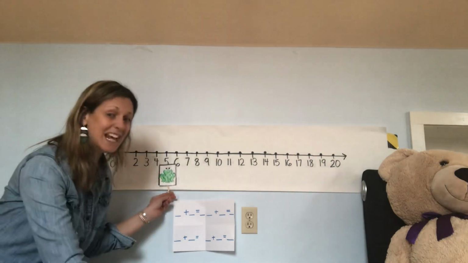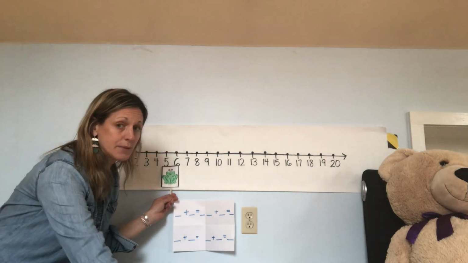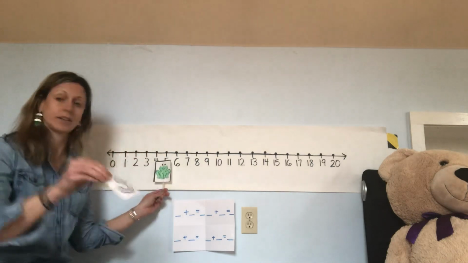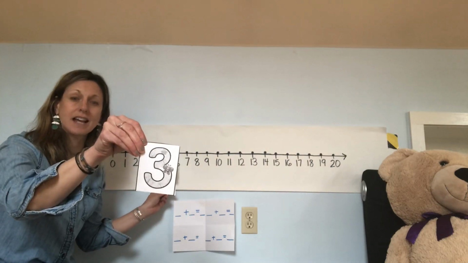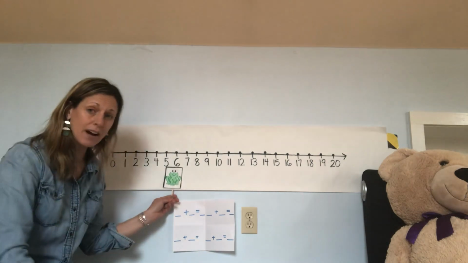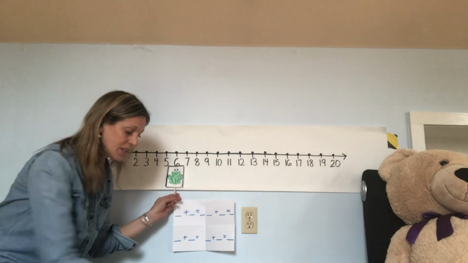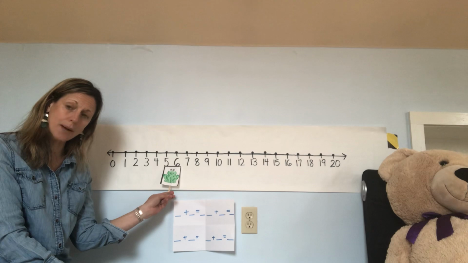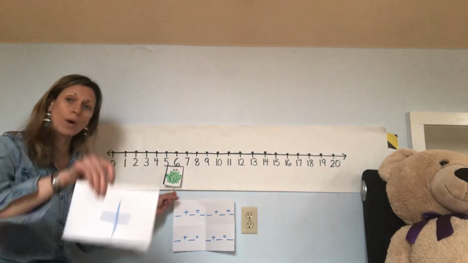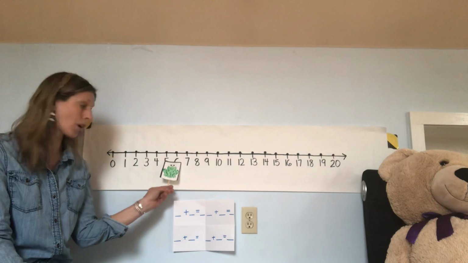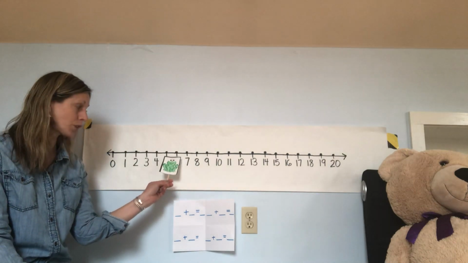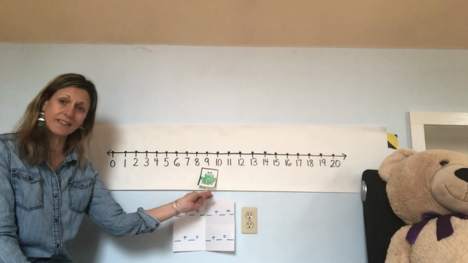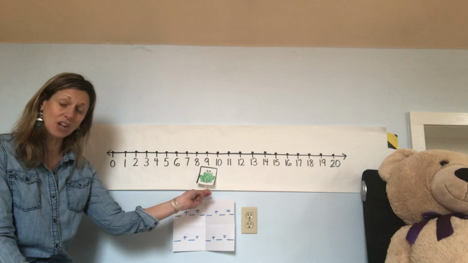Now I'm going to pick a second number. Okay, let's see what I get. How about this number? What number is that, friends? Yes, that's a 3. So now I have a 6 and a 3. So I'm going to start at 6 and I'm going to go 3 frog hops forward. When we plus or add, we go forward on the number line. So here we go. 1, 2, 3. What number did I land on? Yes, I landed on 9.